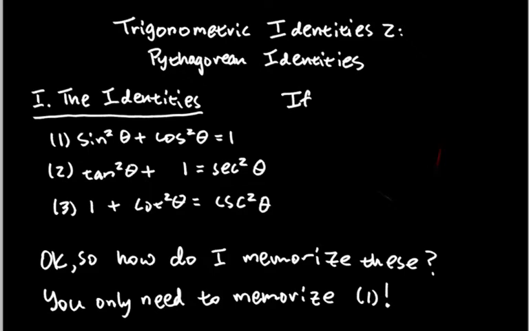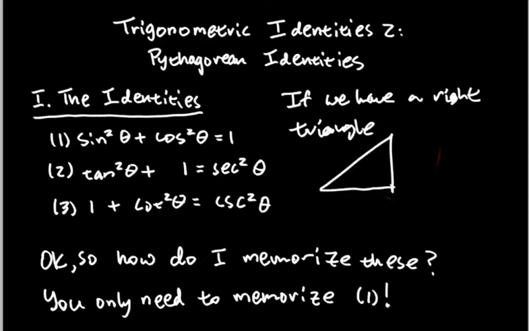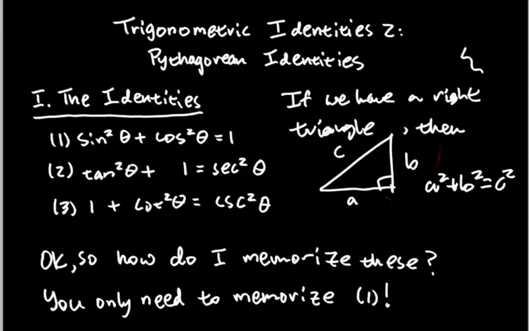So if we have a right triangle that looks like this, we have A, B, C. Then a squared plus b squared equals c squared. All right. So given that, it should make sense that if we have something squared plus something squared equals something else squared, we get something like this, right?